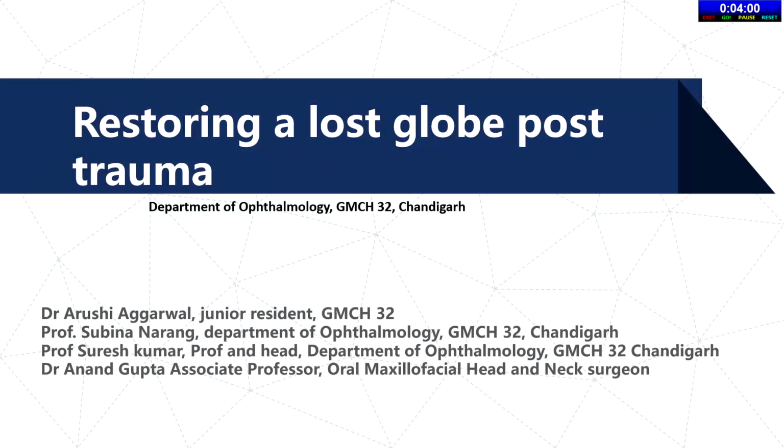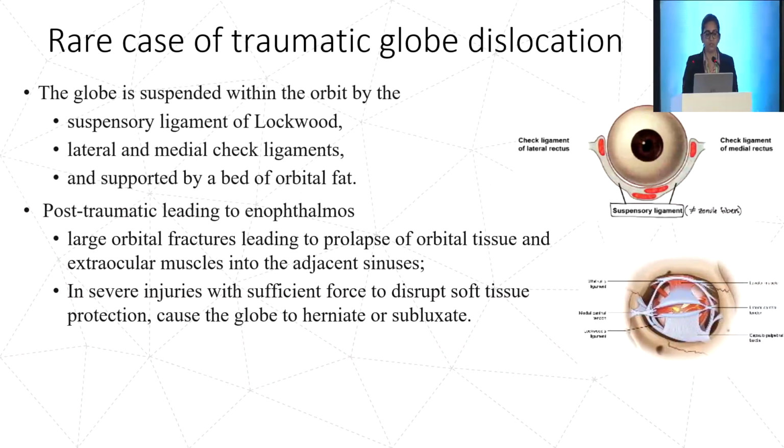Good evening, everyone. I'll be presenting the case Restoring a Lost Globe Post-Trauma. So just a brief about traumatic globe dislocation. The globe is suspended within the orbit with the suspensory ligament of Lockwood, the lateral and medial check ligaments, and it is supported by a bed of orbital fat.